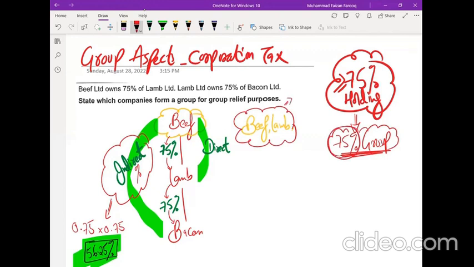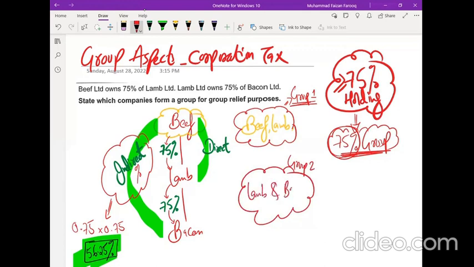So we can say that we have a group between Beef and Lamb. This is group number one. If Beef has some losses, Beef can share its losses with Lamb, and if Lamb is in loss, it can share its losses with Beef. But in this question, there is group number two as well. Lamb owns how much? Does Lamb have a 75% direct holding? Yes. So Lamb can share its loss with Bacon, and Bacon can share its losses with Lamb.